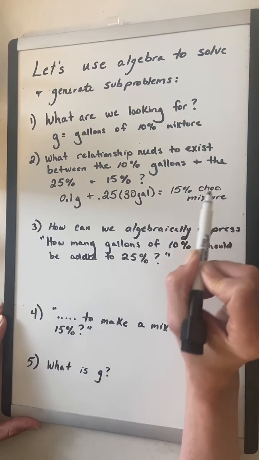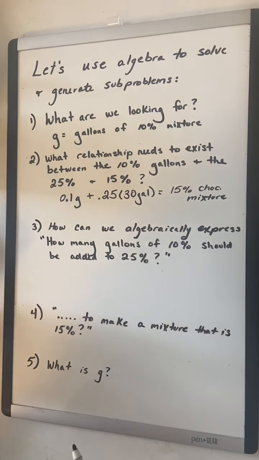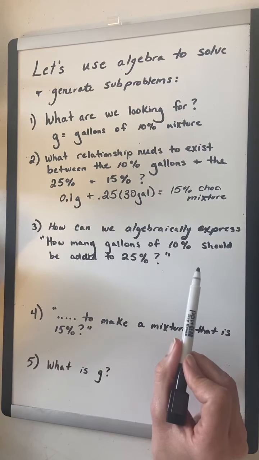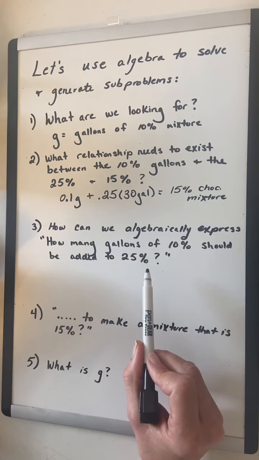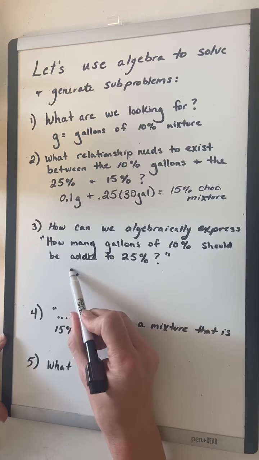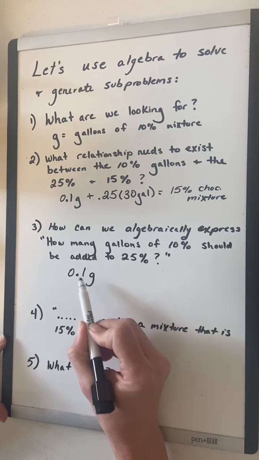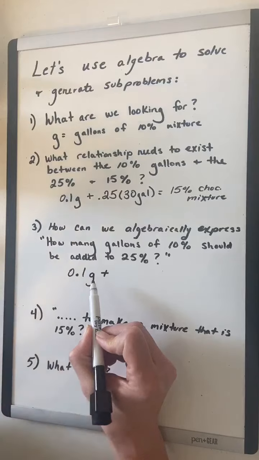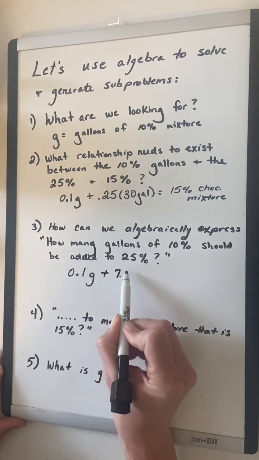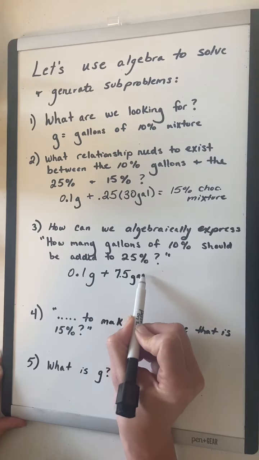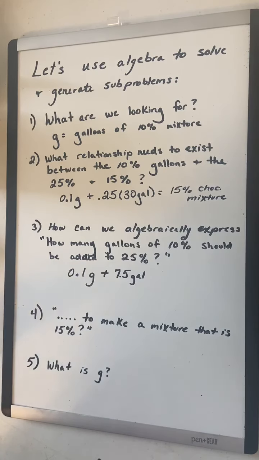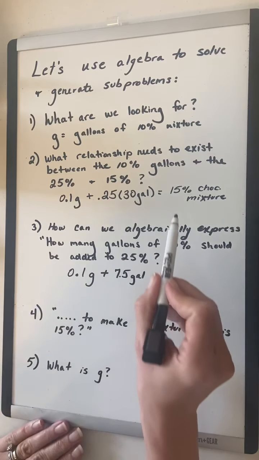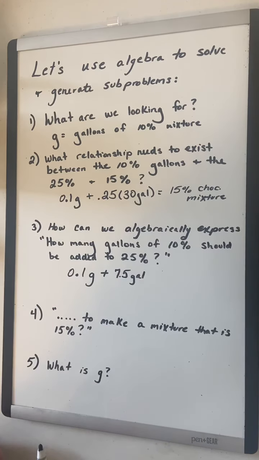Now, I've jumped ahead a little bit because basically what I need to then establish is an algebraic expression for how many gallons of 10% should be added to 25%. Well, I don't know how many of the 10%, but algebraically, I would express it as I did above, 0.1 G plus, what is 0.25 of 30? Well, it's 7.5. So just 7.5 gallons of that overall 30 gallons is strictly chocolate. Okay, so that's how we express that. But that needs to equal the new 15% chocolate mixture.